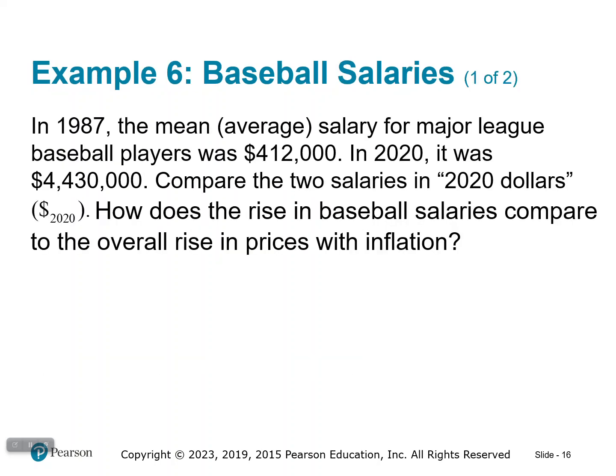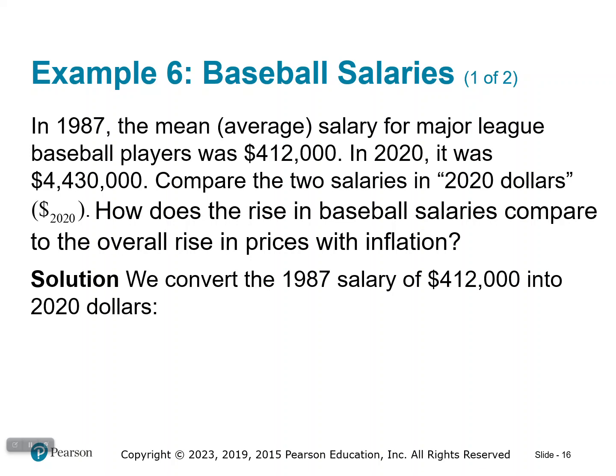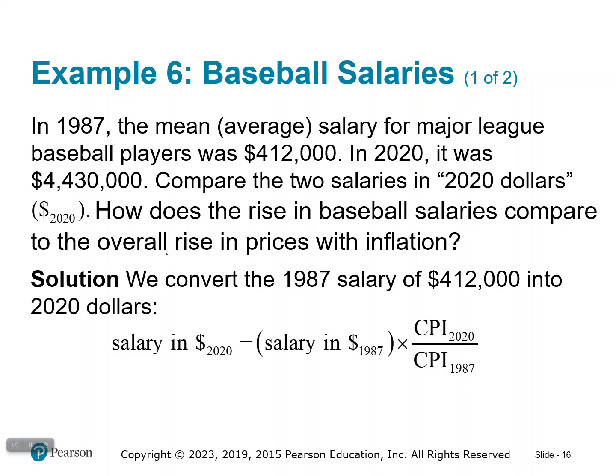So in 1987, the mean or average salary for Major League Baseball players was $412,000. In 2020, it was $4,430,000. Compare the two salaries in 2020 dollars. How does the rise in baseball salaries compare to the overall rise in prices with inflation? Okay, so we convert the 1987 salary of $412,000 into 2020 dollars. So salary in 2020 is the salary in 1987 multiplied by the CPI of 2020 divided by the CPI of 1987. And we can find those values from the table in your book.